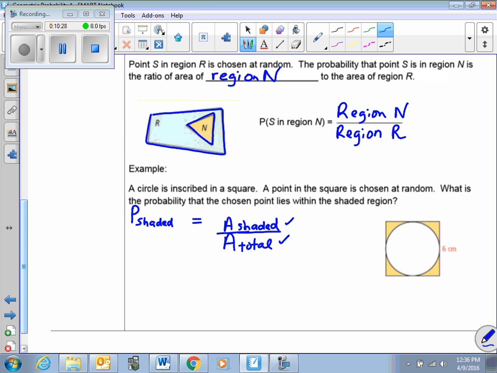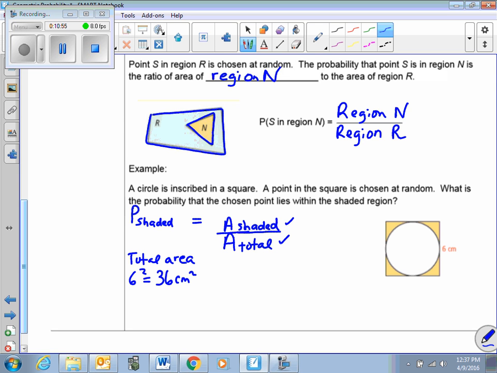So let's start with the total. Let's start with the total area. That's easy enough, right? I got a square, so I know that every side measure is 6. So the total area is going to be 6 squared, which is 36 square centimeters. All right, now we got to get the area of the shaded region. So how are we going to do that?